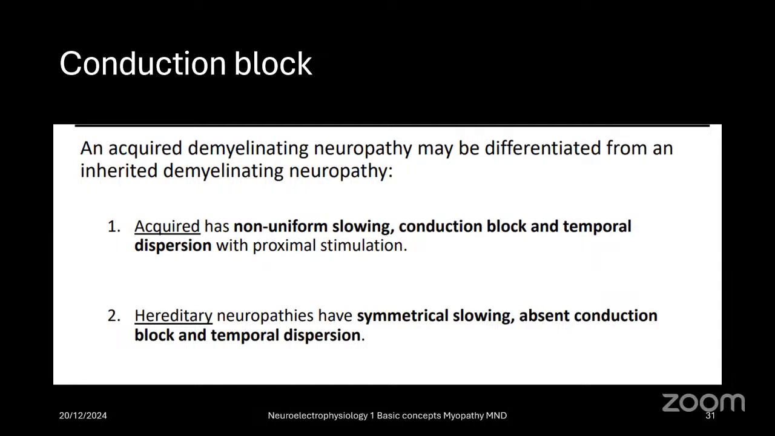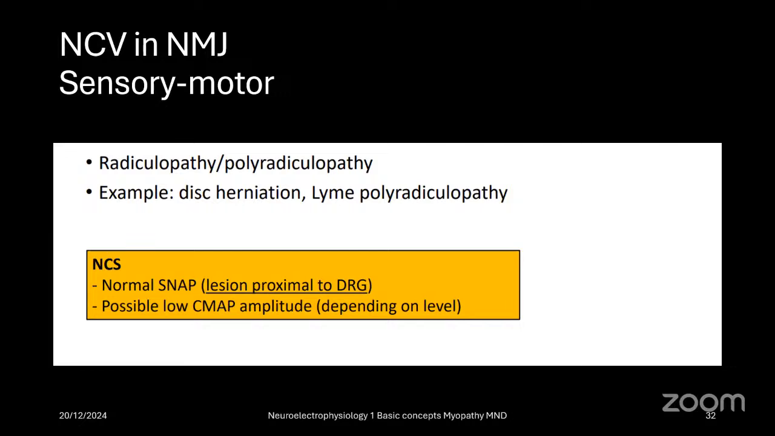In acquired, there is a non-uniform slowing, conduction block, and temporal dispersion with proximal stimulation. Whereas hereditary demyelinating neuropathies have a symmetrical slowing, absent conduction block and temporal dispersion. There is no conduction block or temporal dispersion in hereditary. It's only symmetrical slowing. That's the difference between acquired and hereditary conduction neuropathies. What happens in sensory motor?